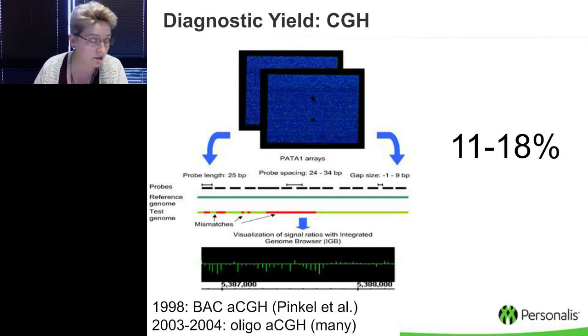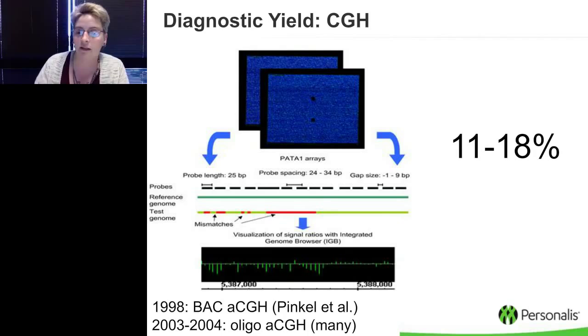So here we see that using techniques such as CGH array, either BAC arrays or oligo arrays, which are more in practice now, we can see an additional increase in diagnostic yield. Although again, these are typically identifying relatively large events as opposed to single nucleotide variants.